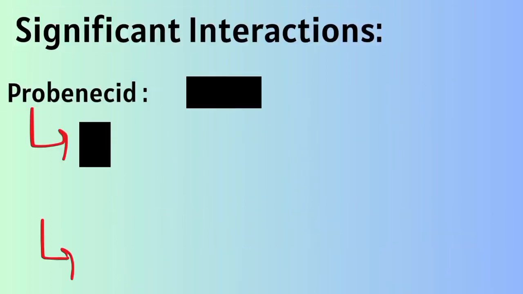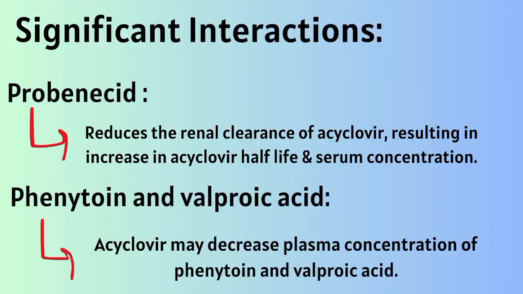Now there are some significant drug-drug interactions. Probenecid reduces the renal clearance of acyclovir, resulting in increased acyclovir half-life and serum concentration. Acyclovir may decrease plasma concentration of phenytoin and valproic acid.